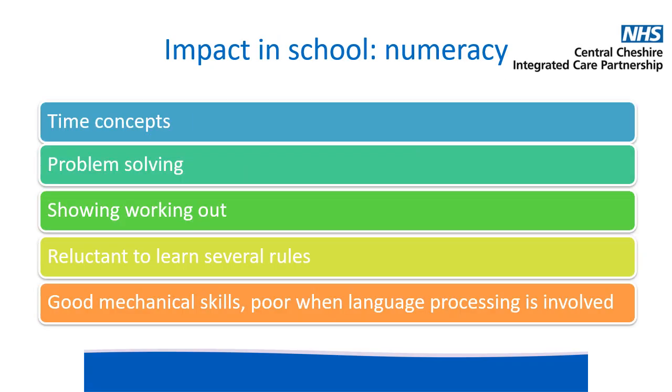Let's consider the impact that social communication challenges have in school on numeracy or maths lessons. Children with neurodivergent communication styles may have difficulty understanding time concepts. They may have very good mechanical skills, but their skills may become poor when language processing is involved and they have to solve a maths problem which involves language. They may be reluctant to show their working out or to learn several rules.